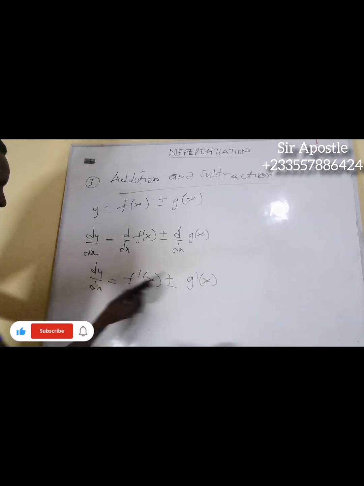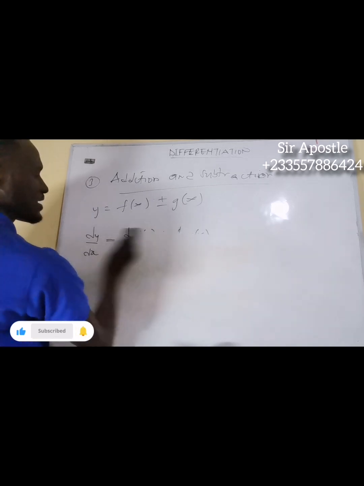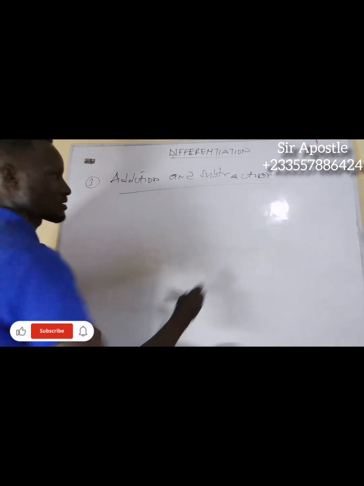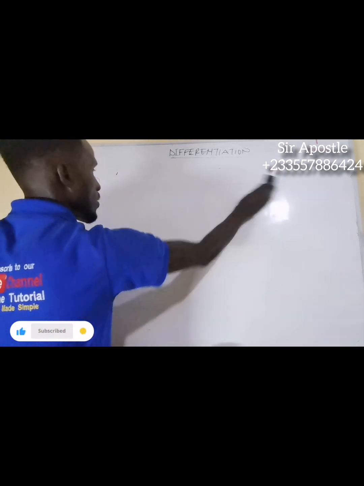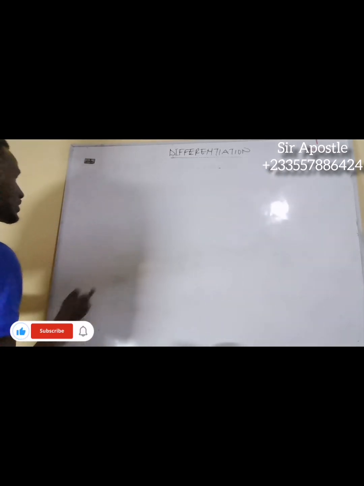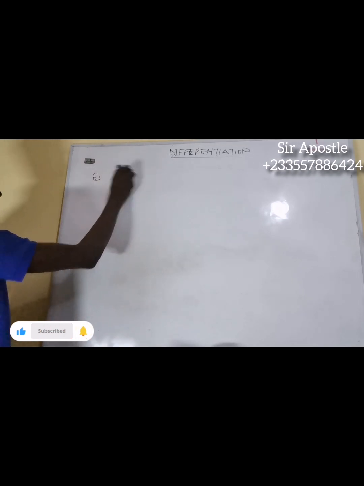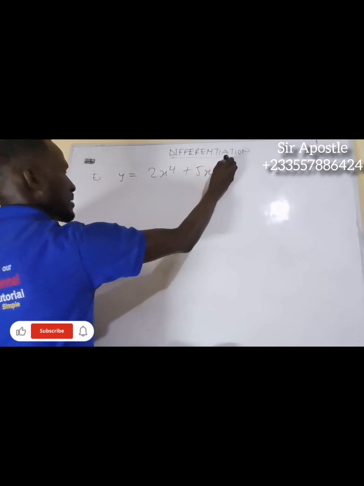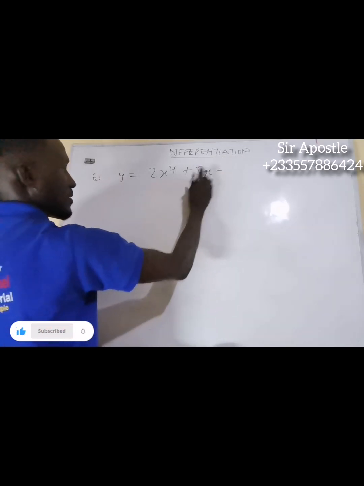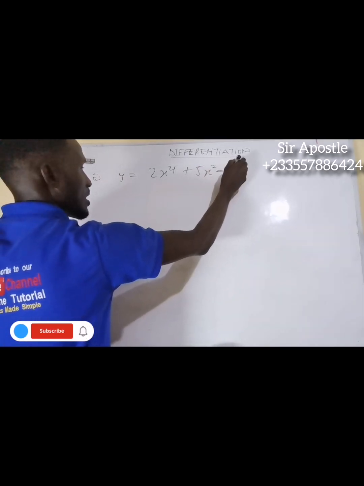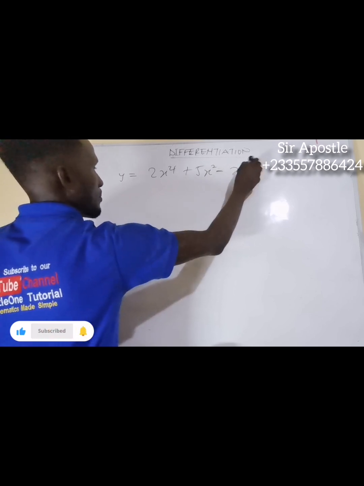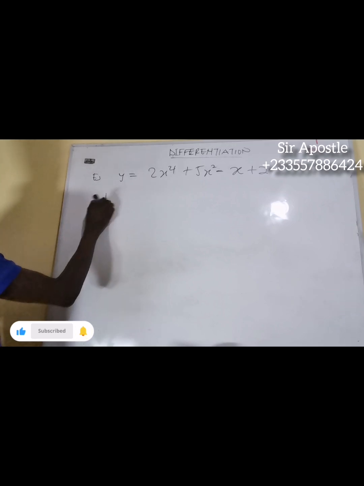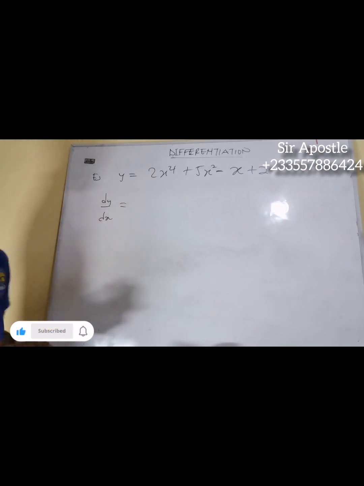Now, example. When terms are being added or subtracted, we need to differentiate each one. For example, if I have y = 2x² + 5x − 3x⁴ − 5 − x + 2, we are going to find dy/dx. We are differentiating y with respect to x.